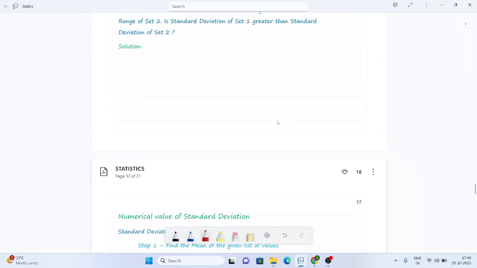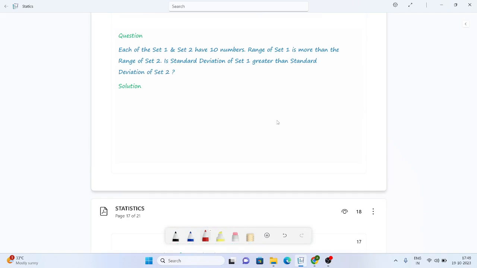Done. Okay. So another question: each of set 1 and set 2 has 10 numbers. Range of set 1 is more than the range of set 2, so is the standard deviation of set 1 greater than the standard deviation of set 2? Most students say range 1 is greater than range 2, so standard deviation 1 is greater than standard deviation 2. So we clearly say no. Why no? I'll explain. We can't generalize this result because standard deviation only partially depends on range.